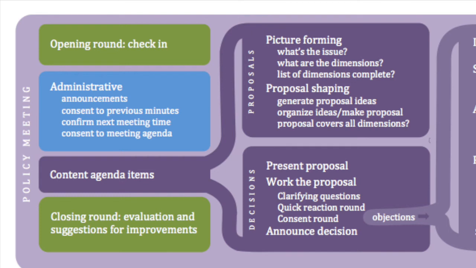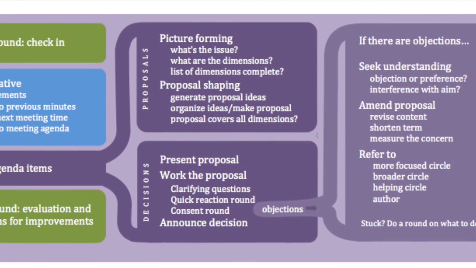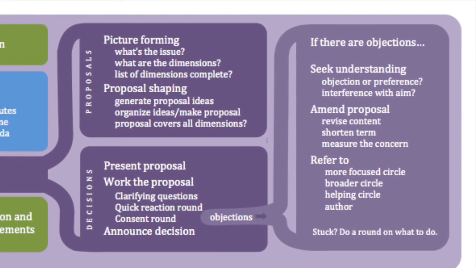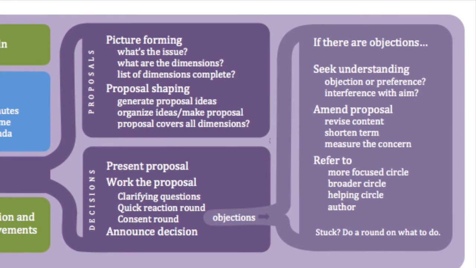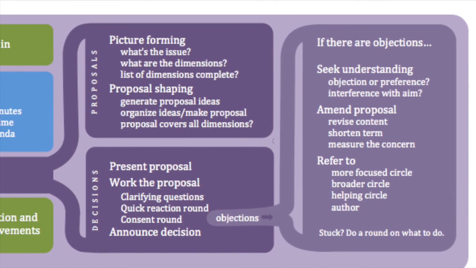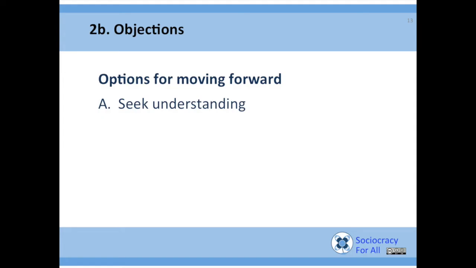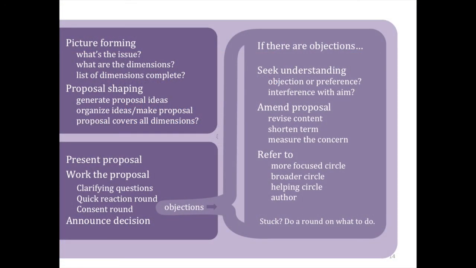If there are objections, so you see on the right in purple that when you have a proposal, you do a consent round. And here is what happens with the objections. So during the consent round, you will hear objections. And then what happens? Sometimes people are a little afraid of so how are we going to do this? When there's an objection, what do we do? And this is very easy, really, if you look at it. First step is always seek understanding. Then you can amend the proposal, refer elsewhere. Those are the three things. And of course, there are subcategories of those.